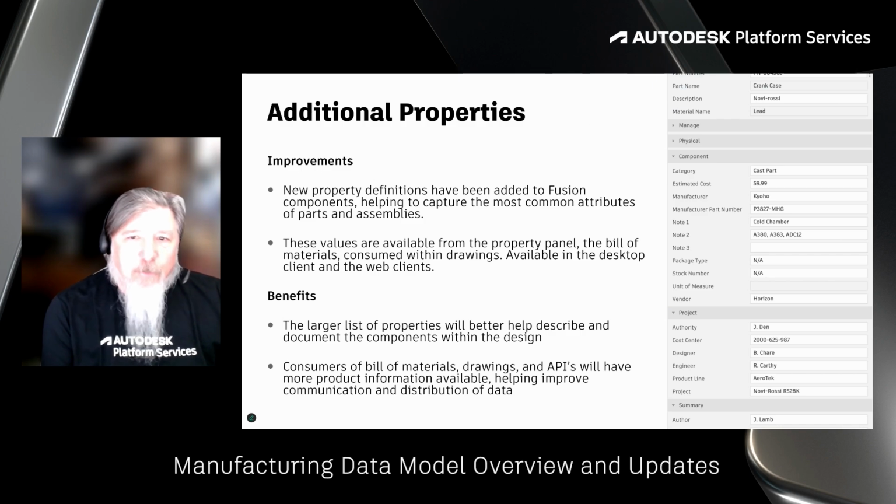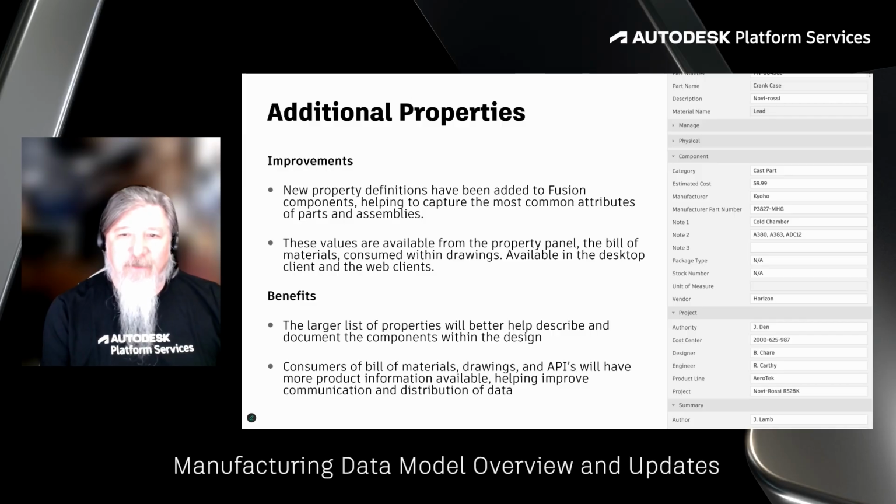We're also adding additional properties. These are directly added to Fusion components to help capture many of the most common attributes of parts and assemblies. These values will be available from the property panel from Fusion directly, also from the bill of materials and consumed within drawings and available in the desktop client and web clients. And this includes API workflows. So the benefits are that the larger list of properties will better help describe and document the components in a standard way within the design. Consumers of bill of materials, drawings, and API workflows will have more product information available outside of the Fusion client environment.